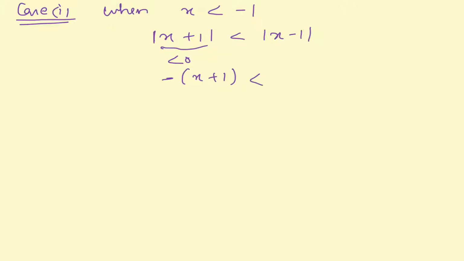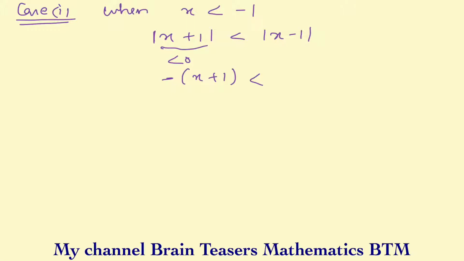When x is less than minus 1, it will be something like minus 1, minus 2, minus 3. All the quantities less than minus 1 are what? Minus 1.5, minus 2, minus 3. So minus 1.5 plus 1.